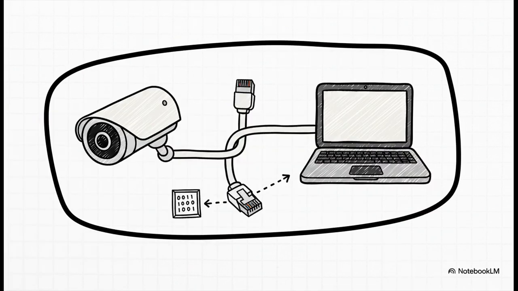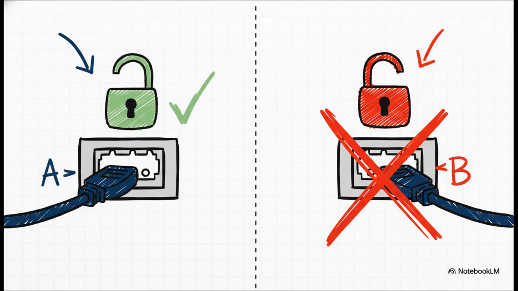Okay, so let's say you do have a solid green link light. Awesome, your physical connection is good to go. Now we can move up the stack to layer 2, the data link layer. This layer is all about how devices talk to each other when they're on the exact same local network. You see, every single network device has a unique MAC address that's burned in at the factory. Think of it like a car's VIN number. It's totally unique to that one piece of hardware.